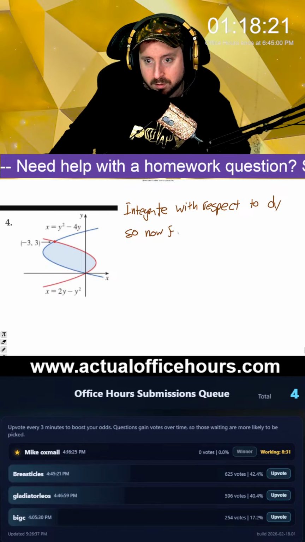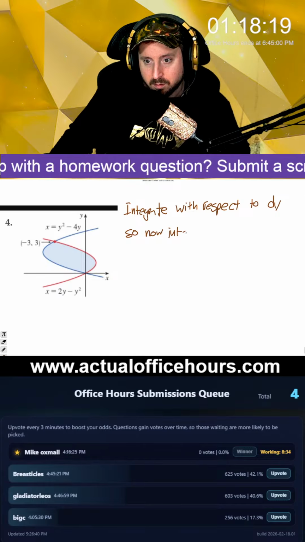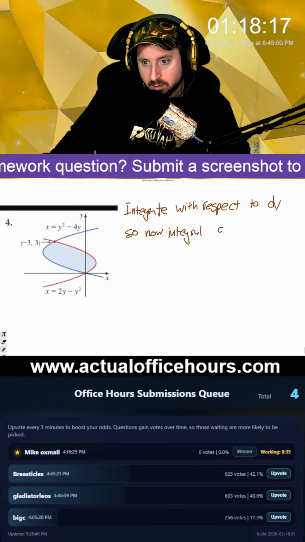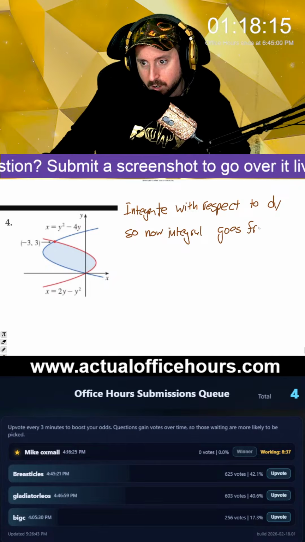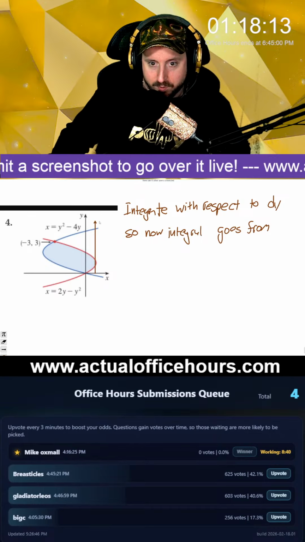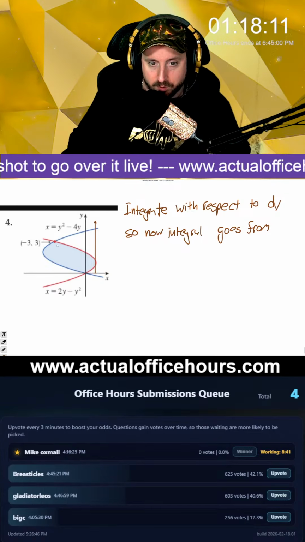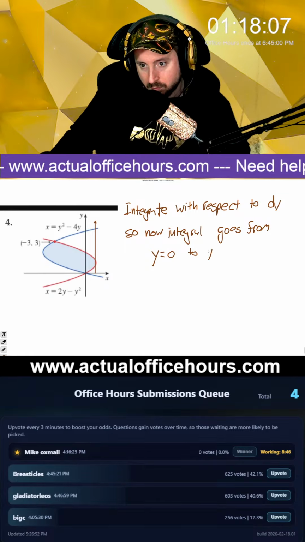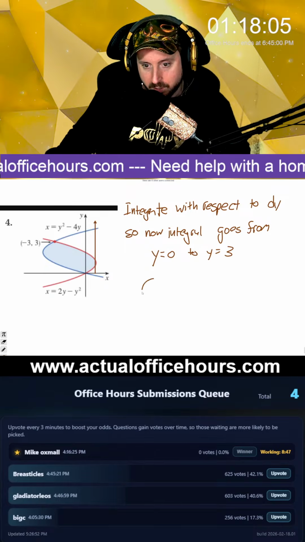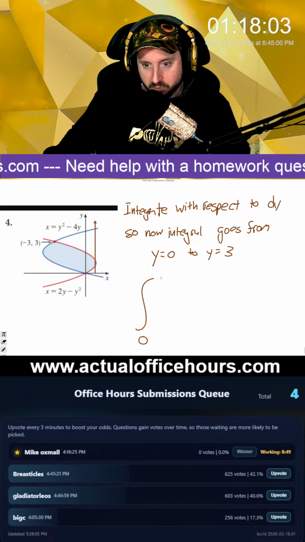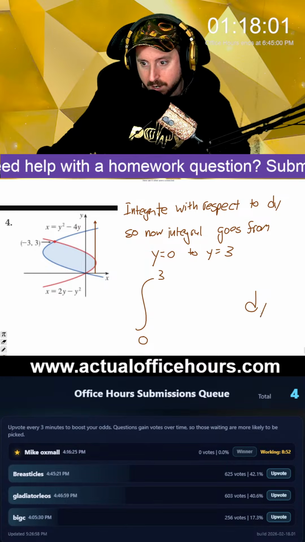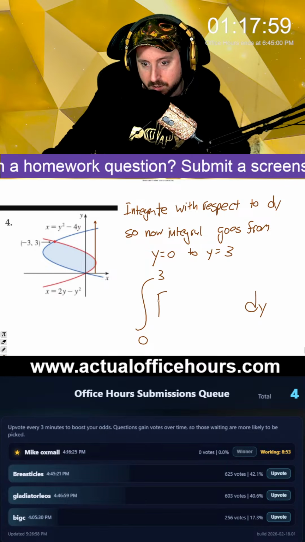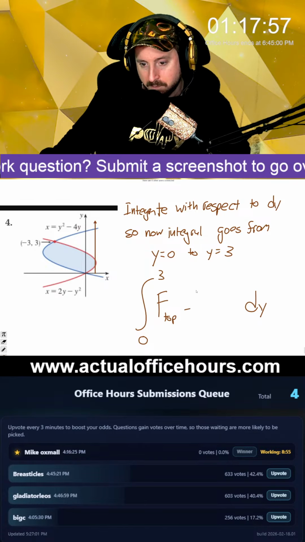The integral goes from, so now if we're going this way, we're going to go from y equals 0 up to y equals 3. Right, so we can just write here, right? So right now, we know we're going to go from 0 to 3, dy, and then it needs to be the top function minus the bottom function.